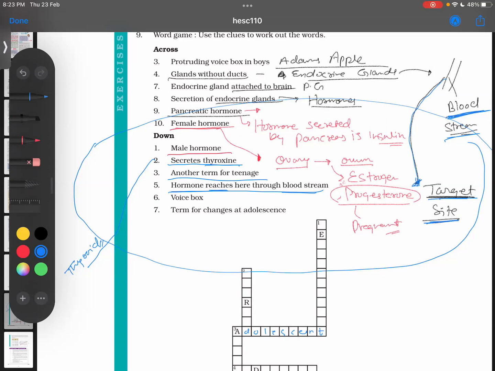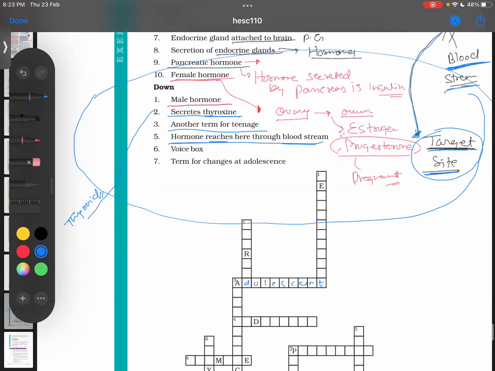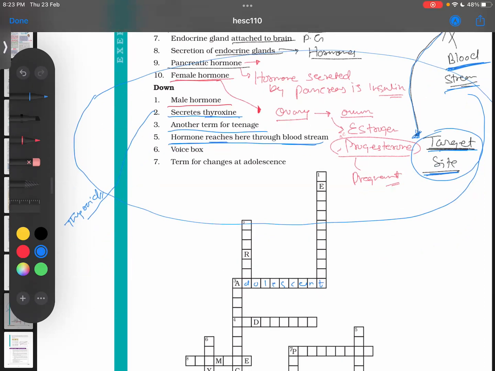The whole chapter is completed. We have discussed each and everything in detail. You should be aware of it. So the target site where the hormone is reaching is what? Target site is nothing but a certain part of the body where there's a need or requirement of hormone. That is why we are calling it target site.